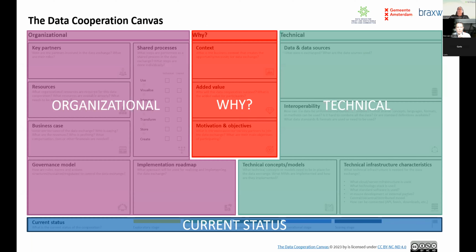Then I try to explain some aspects of the canvas. And when you look at the canvas, you see, in fact, 4 areas which you can describe. The most central and very important part is the why. Why is this data cooperation installed? Why is it developed? What is it doing? And there's an organizational part, there's a technical part, and something to say about the status.